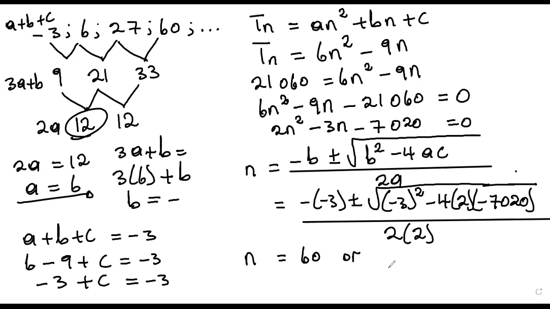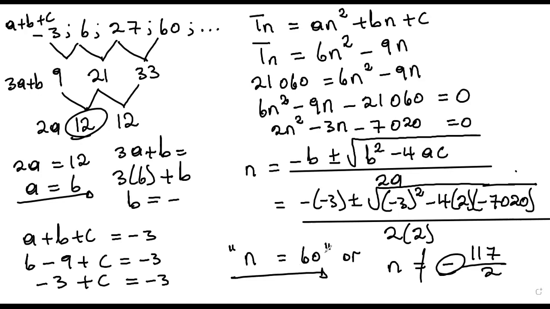So here we find that n is equal to negative 117 over 2, which cannot be. So this means the correct value is going to be 60. We can't have a position of a term that is negative, and we also can't have it as a fraction. So n is an element of whole numbers as well as natural numbers.